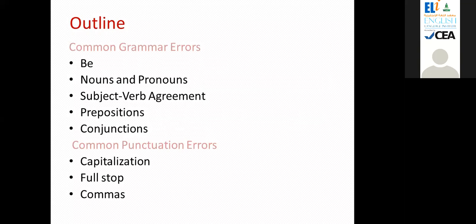This is the outline of the workshop. It will be divided into two main parts. In the first part, I will talk about the common grammar errors, like the errors with the verb to be, nouns and pronouns, subject-verb agreement, prepositions, and conjunctions. In the second part, I will focus on the common punctuation errors, including capitalization, full stop, commas, and other punctuation marks.